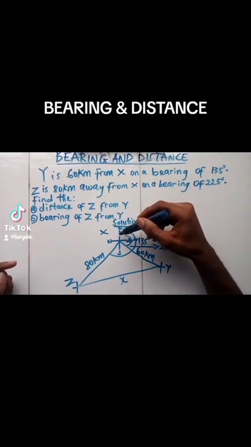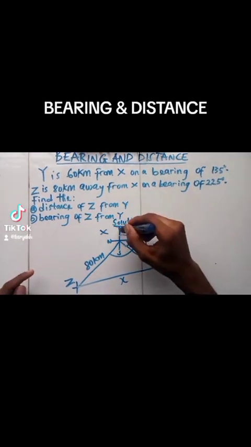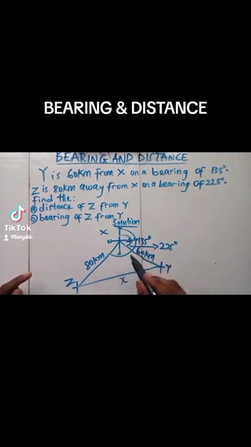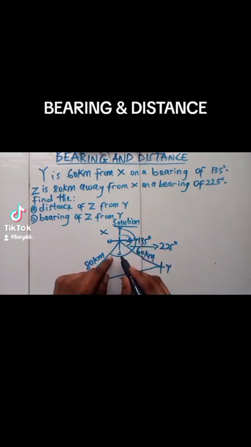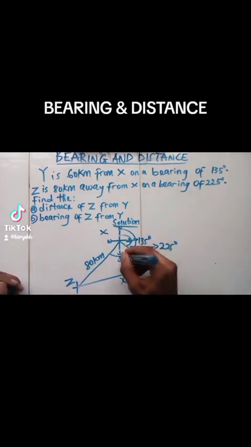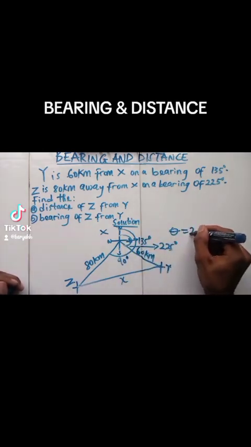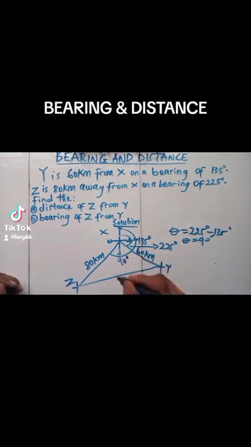From the north to this point is 135. Also, from this north to this other line is 225. If from here to here is 135, then what would it be from this end to this end? That should be 225 minus 135, which simply gives me 90 degrees. So the angle here, angle theta, is equal to 225 minus 135 degrees. So theta is 90 degrees. So the angle here is 90.